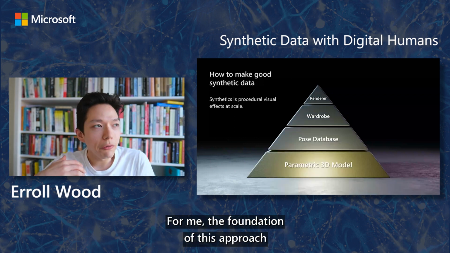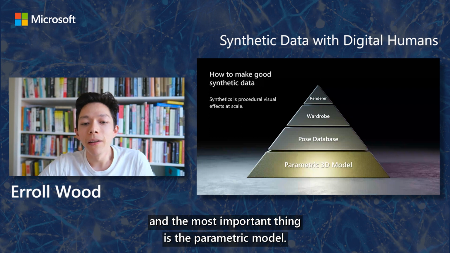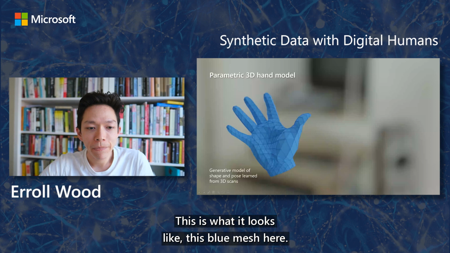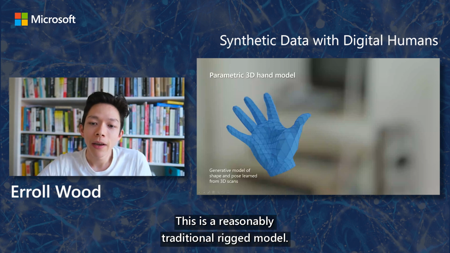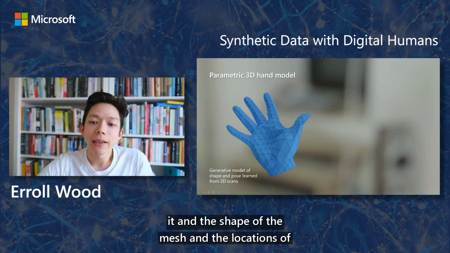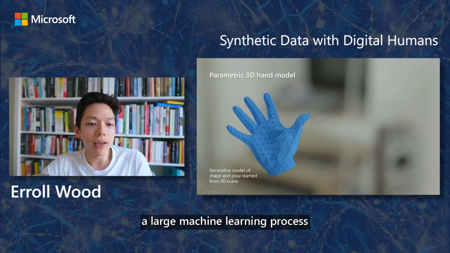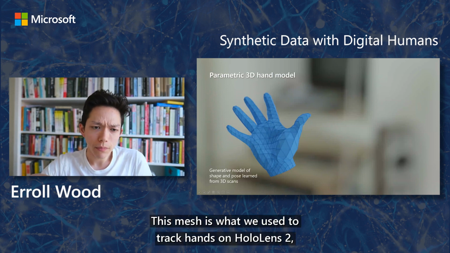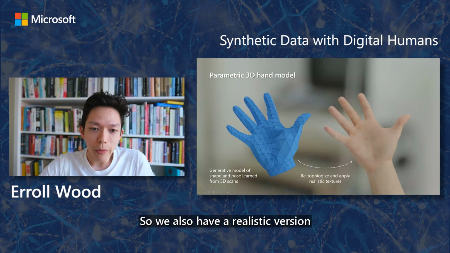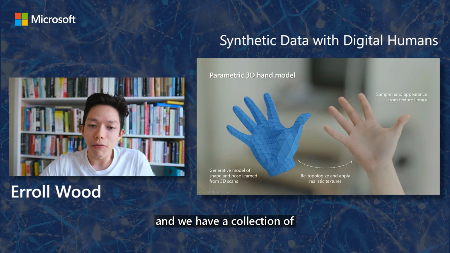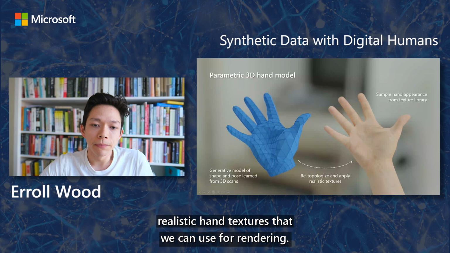For me, the foundation of this approach and the most important thing is the parametric model. So let's have a look at ours for hand tracking. This is what it looks like, this blue mesh here. And this is a reasonably traditional rigged model. It's a mesh with some joints in it. And the shape of the mesh and the locations of the joints were learned in a large machine learning process involving a lot of hand scan data. This mesh is what we use to track hands in HoloLens 2, but it's not very realistic. So we also have a realistic version which has been retopologized, and we have a collection of realistic hand textures that we can use for rendering.